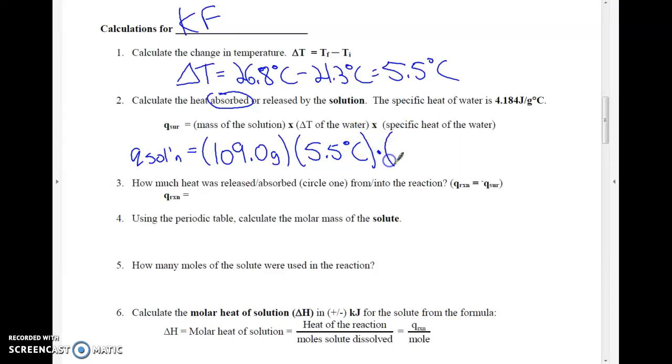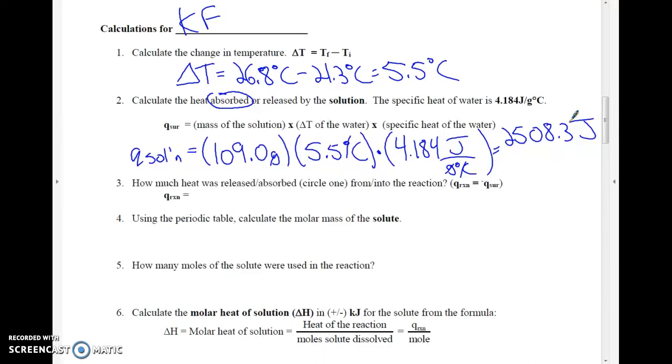Now we have delta T is 5.5 degrees Celsius. And then we have the specific heat of the water is 4.184 joules per gram degree C. The grams will cancel out. The degrees C will cancel out. What you'll be left with is joules. On the calculator, you get something like 2,508.3, and there are a bunch of numbers after that. And now that's joules.